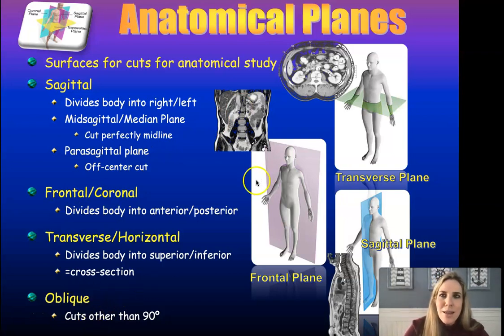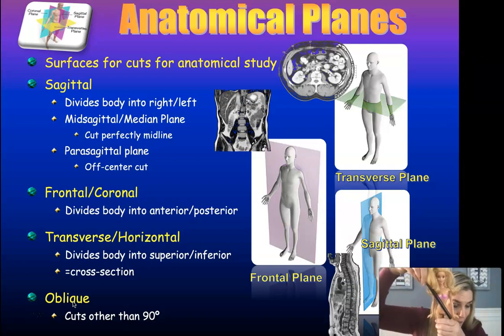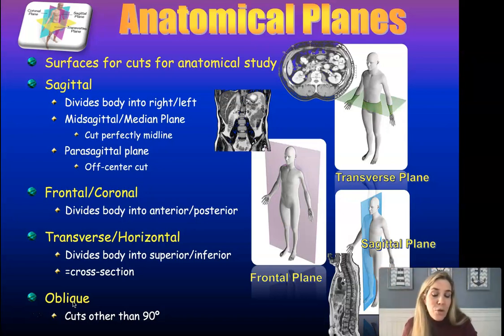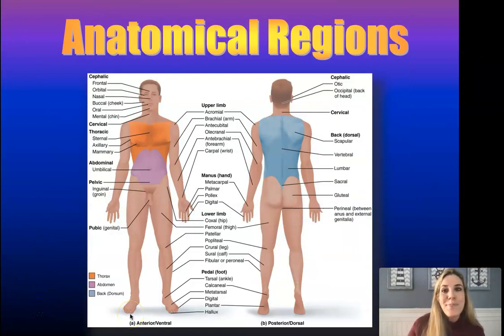There's one other kind of cut that I don't have a picture here to show you, but that is an oblique cut. So oblique refers to kind of a diagonal. So if here's Barbie, I'd be making a cut diagonally like this or like this. Or even if it was a sagittal cut, it could be an oblique sagittal cut. So it just refers to cuts other than 90 degrees.